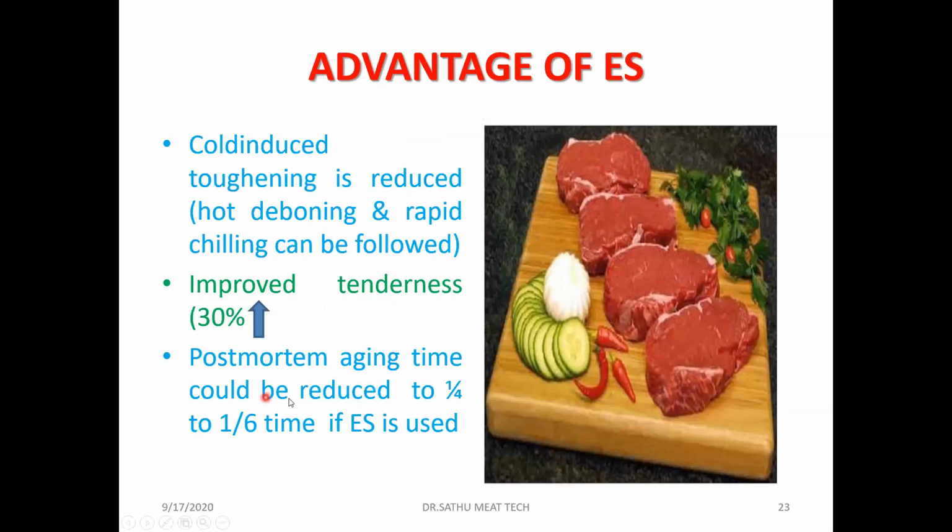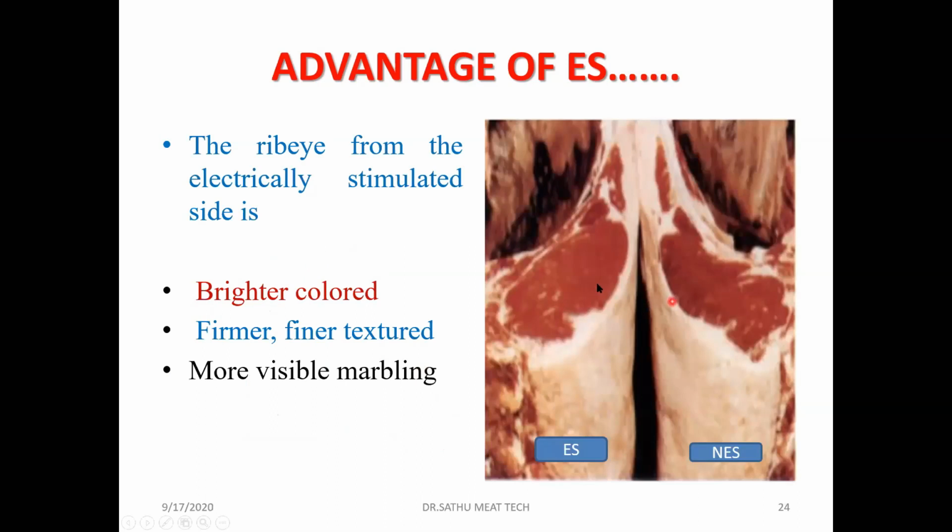Postmortem aging time could be reduced to 1/4 to 1/6 if electrical stimulation is done. Normally, if the complete aging takes around 14 days, we can do it in 1 or 2 days. So it will be more economical also. So what are the other things we can see? This is the electrical stimulator.